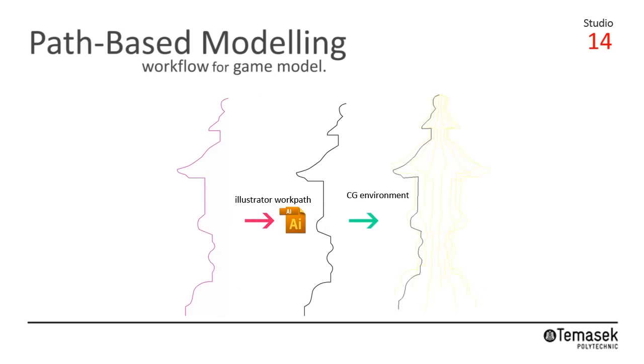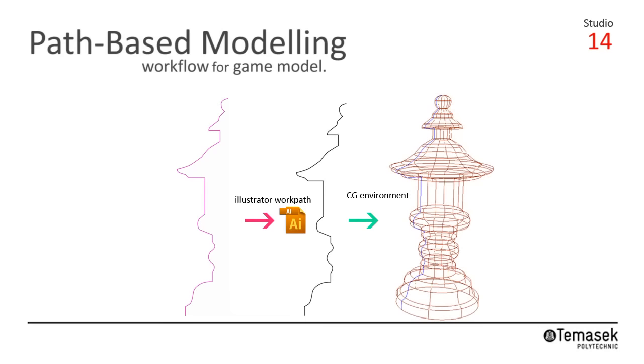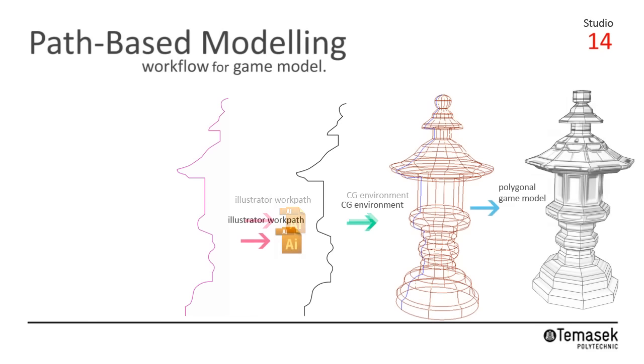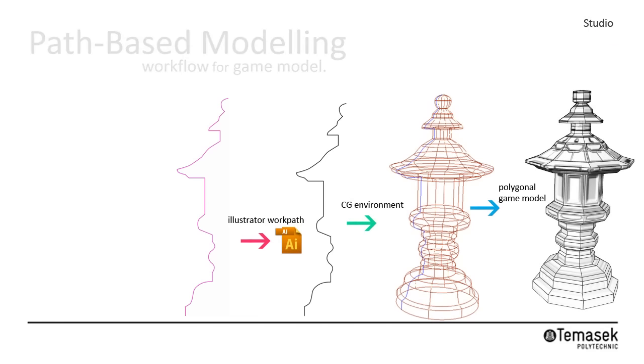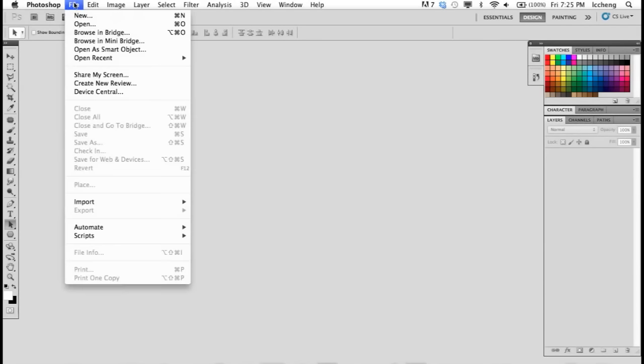Then we will bring the vector work path into a 3D environment and revolve it into a B-spline surface model. Later, we shall convert it into a polygonal game model. So let's get started with our Photoshop applications.